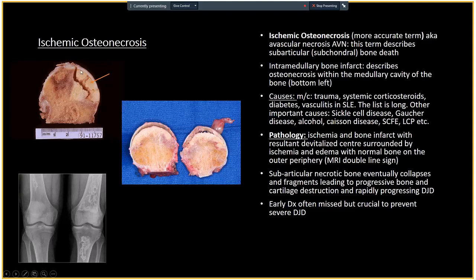Typically ischemic bone necrosis refers to the necrosis of the subarticular bone, which will then collapse and lead to progressive degenerative joint disease. Now, there are multiple causes, but you should always suspect it in patients who are administering corticosteroids. So steroid administration is a very important predisposing factor. Also patients with diabetes, alcoholics perhaps, and a few other cases.